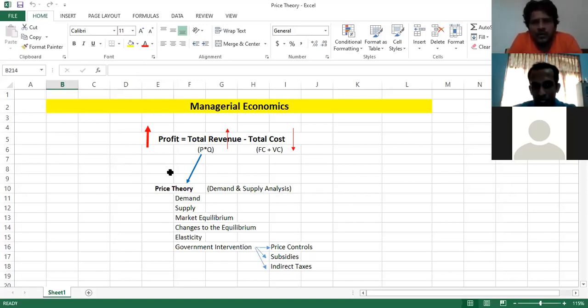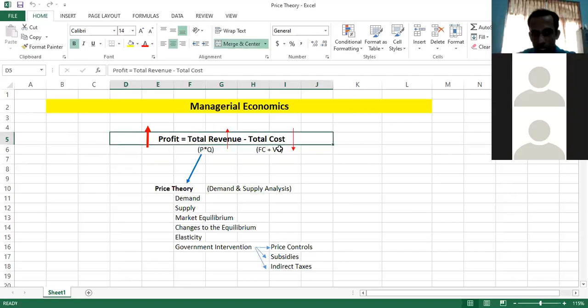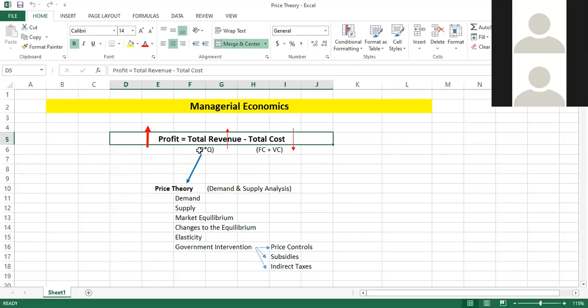Last week we started one main topic relating to managerial economics. In order to maximize profit, we discuss what are the key variables that an organization should manage. Under that main area, in order to manage revenue, we discuss two main variables that should be managed, that is price and the quantity.